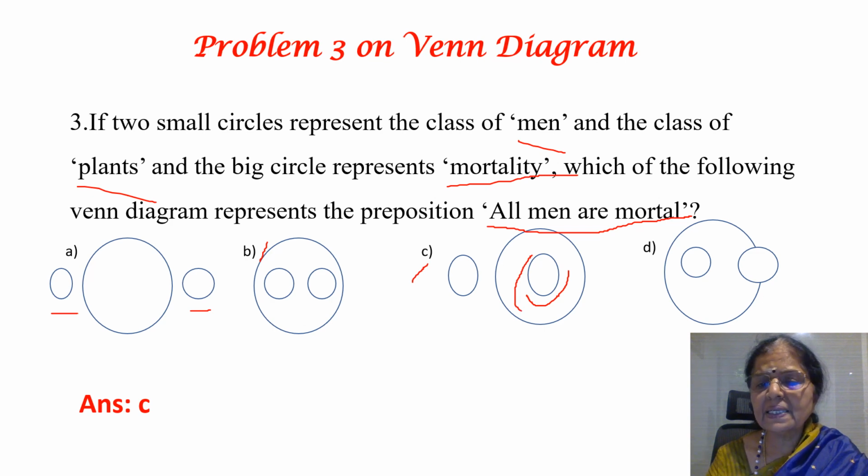And just to see the D circle also: as soon as you find the correct answer, don't mark it immediately, go and see all the options available. The last option is D, where mortality is there, and say, for example, all the men are mortal inside, okay, but here half the plants are inside, that means half the plants are mortal, but the proposition does not say that, so D is also not correct. So C is the correct answer.